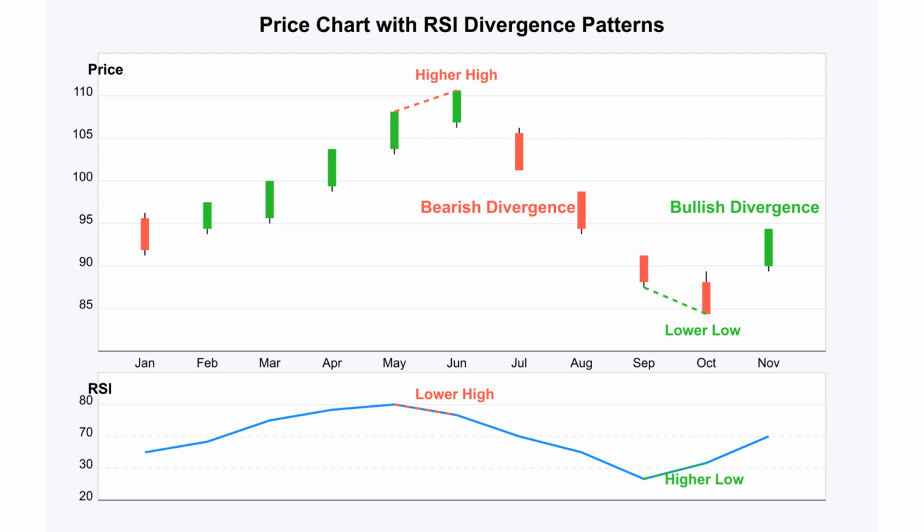This works because divergences reveal momentum behind price moves. When price reaches extremes, but momentum doesn't confirm, the trend is exhausting. Note how our divergences formed at market peaks and troughs, where they're most reliable. Let's apply this in practice.